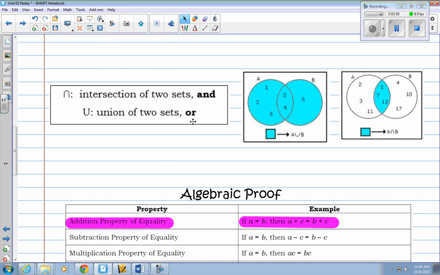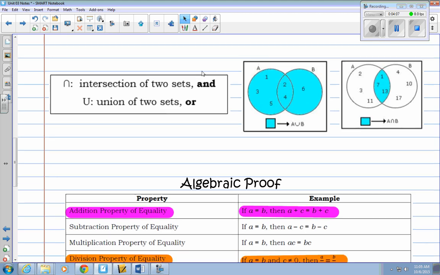When we talk about union, we're saying that it could be in set A or set B. So that means we'll take anything in either set. So union includes everything in both, whereas intersection only includes the overlap.